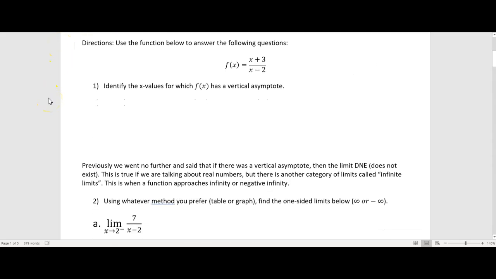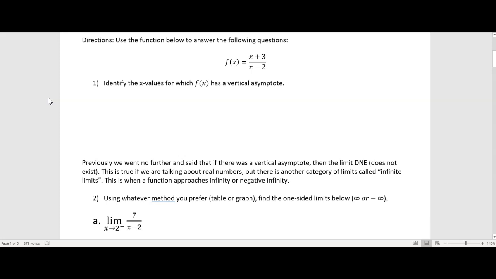So to start off, we have a function f of x, and we are asked to identify the x values for which f of x has a vertical asymptote. So pause the video, take a minute or two to identify that x value, and not only identify it, but try to explain in your head or out loud why there's a vertical asymptote there, and maybe the difference between a vertical asymptote as opposed to a point discontinuity.